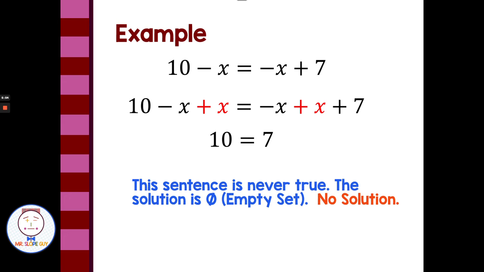If the variable drops out and you are left with a false statement like 10 equals 7, 5 equals 12, -2 equals 3, something that's false, then you have no solution, meaning no number will ever work. You can write the words no solution, or you can write empty set, the little 0 with a line through it, meaning no number will work, but don't write 0 because 0 would indicate that 0 works for x. 0 does not work for x, nothing works for x. So empty set or no solution.